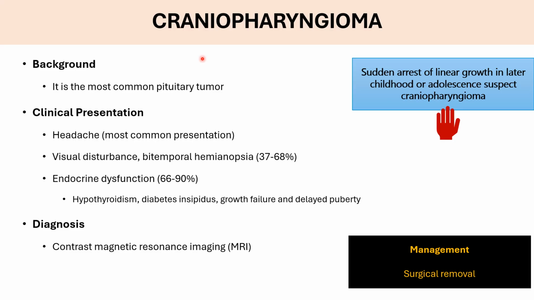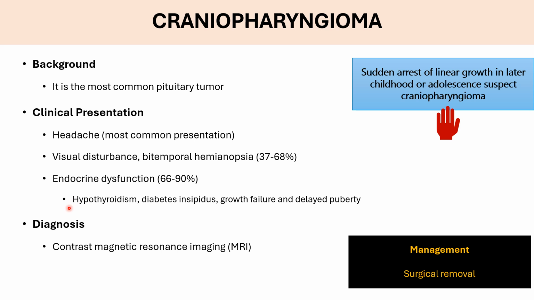Craniopharyngioma is the most common pituitary tumor. Clinical presentation, as we saw in the previous case: headache. Headache is the most common presenting symptom. Visual disturbance or bitemporal hemianopsia. What is bitemporal hemianopsia? It is impaired peripheral vision in the outer temporal halves of the visual field of each eye.